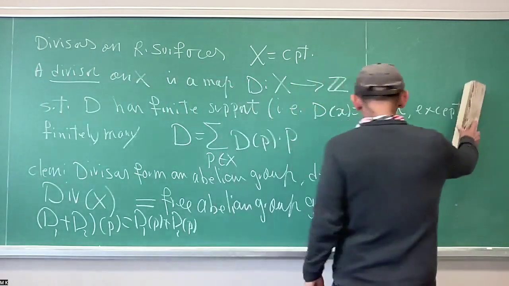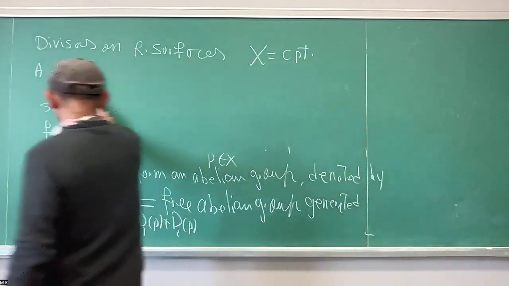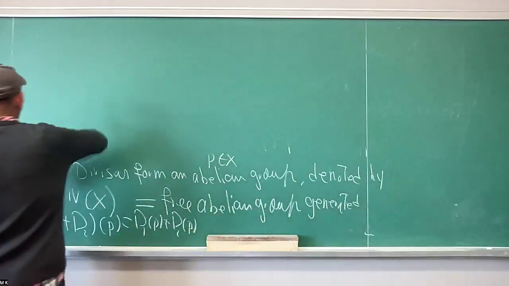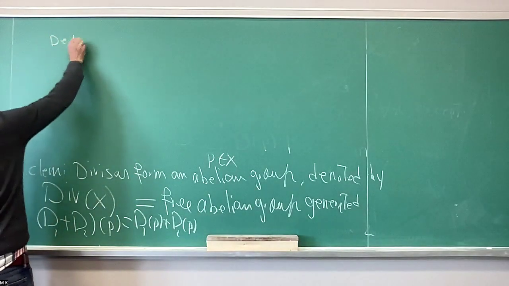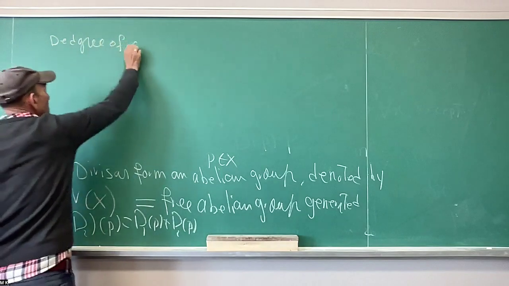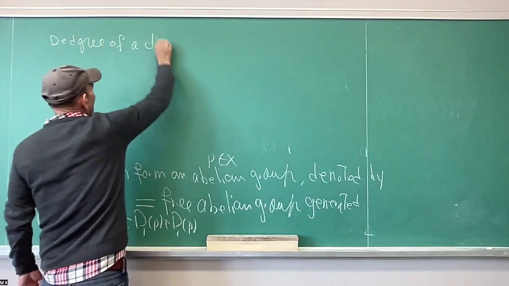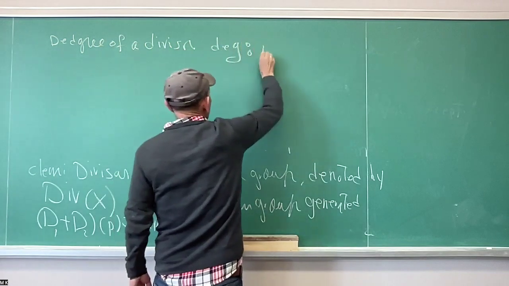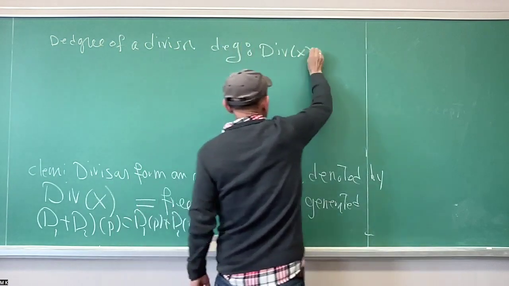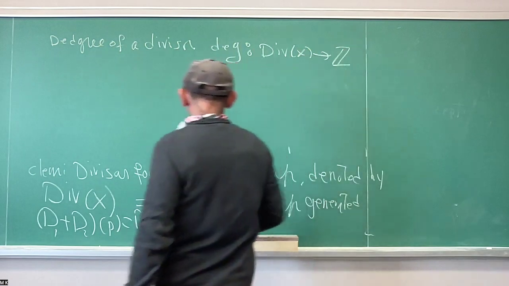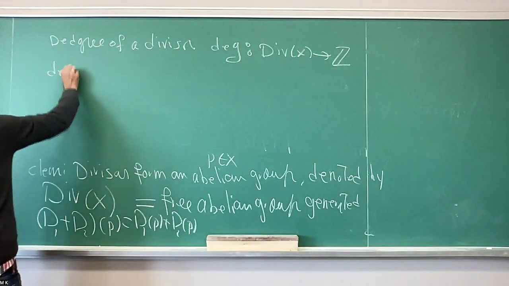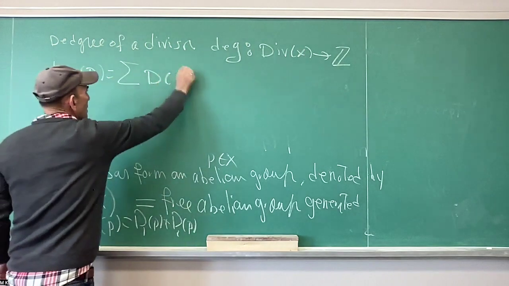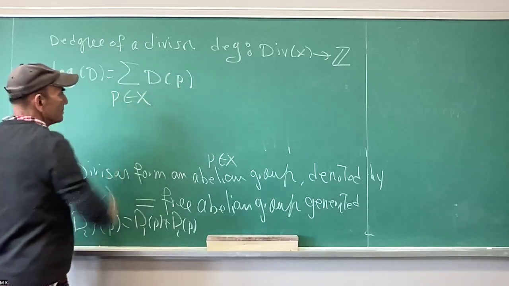Then I define a degree function for these divisors. The degree of a divisor is this function deg from div X to Z. So the degree of D is equal to the sum of D of P, P belonging to X.